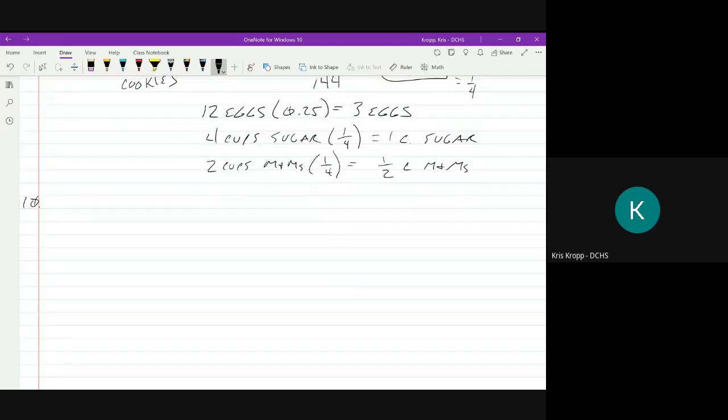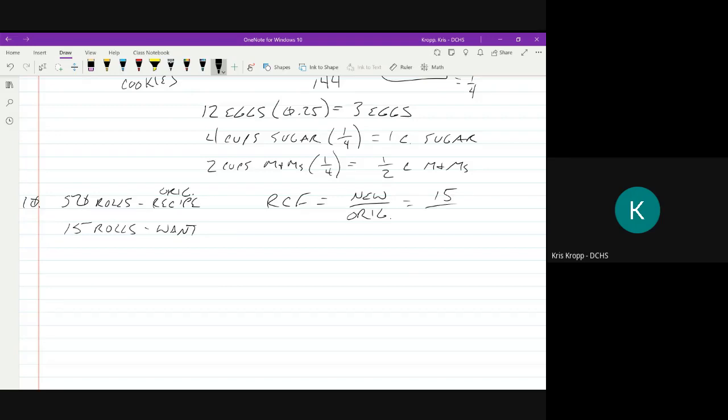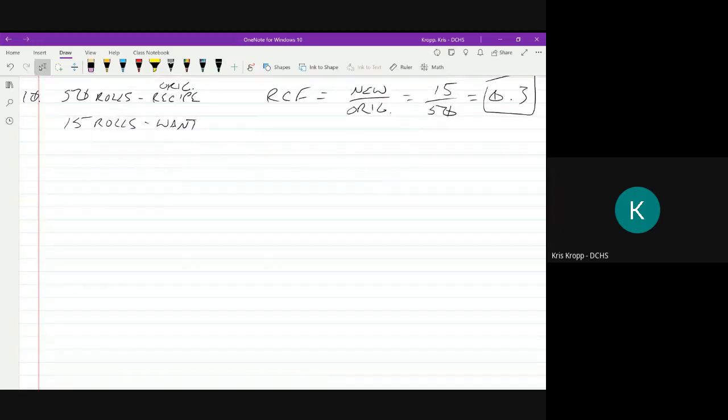Okay, last problem is just like number 9 with a twist. It says the following ingredients is given for a recipe that yields 50 apple rolls. So this is the original recipe. And then it says convert the recipe to yield 15 rolls. So I want 15 rolls. So again, my recipe conversion factor is the new, which is what I want, divided by the original. So this is just 15 divided by 50. And that equals 0.3. So in this last problem, I'm going to multiply all of my ingredients by 0.3. And that's all there will be to it. Okay, multiply everything by 0.3.